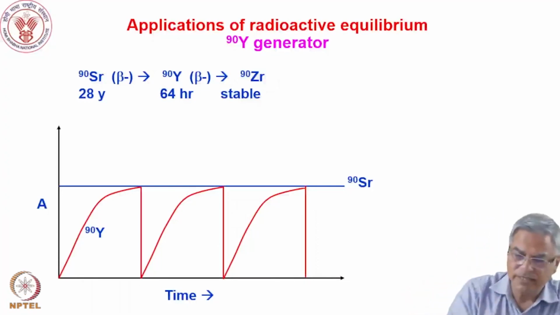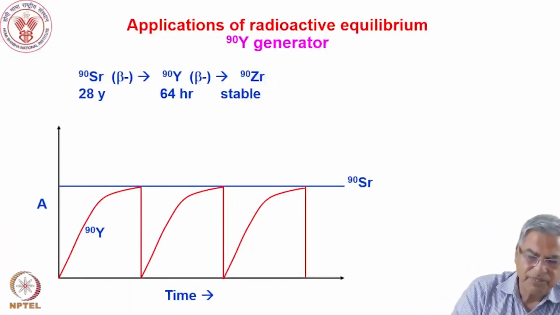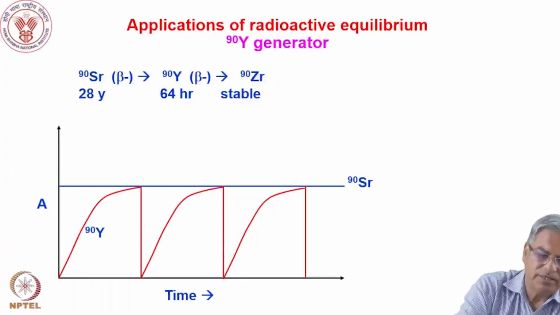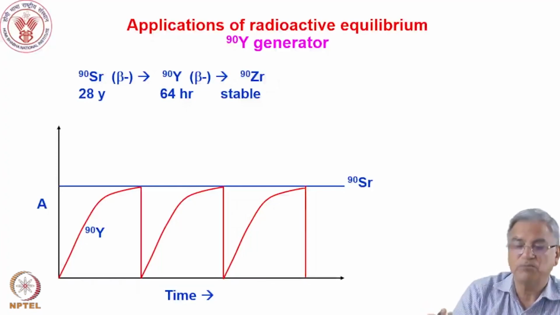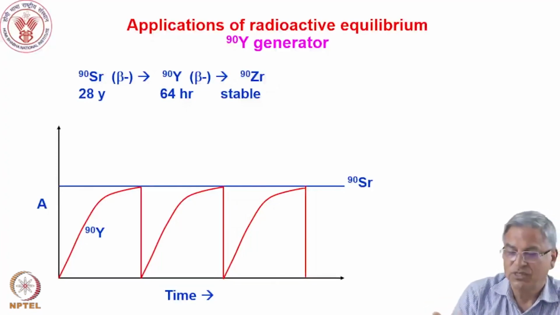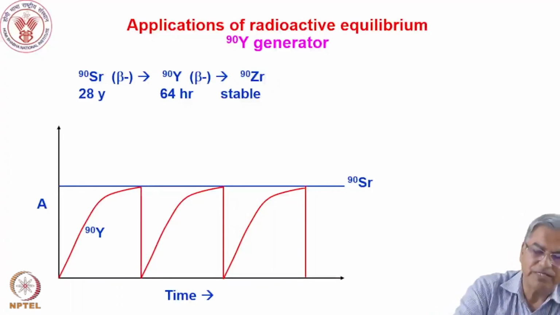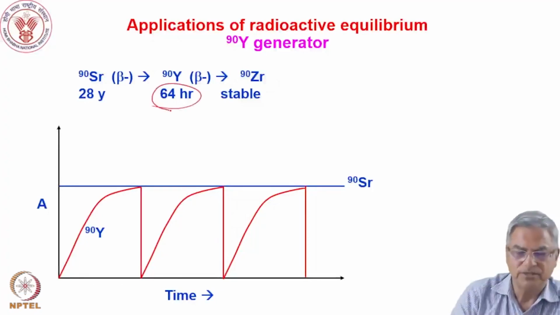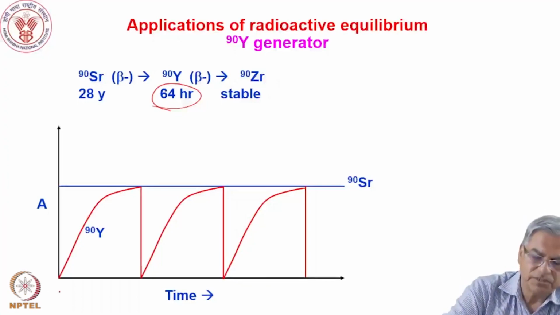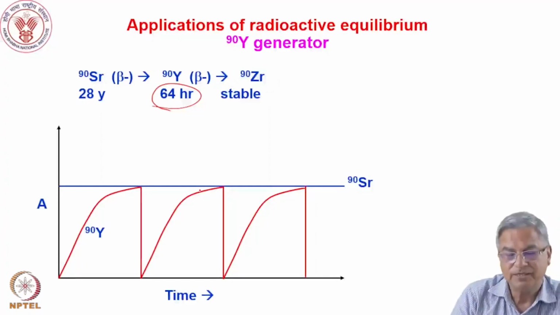So what I have plotted here is the activity where the activity of strontium-90 will not change with time. The half-life is 28 years. You are measuring for a day or two or a few days. There will be no change. But the activity of yttrium-90 will grow. Its half-life is 2.6 days. For about 10 days, 3-4 half-lives, the activity of yttrium-90 will grow, and then it will become flat. It will become equal to that of the parent.